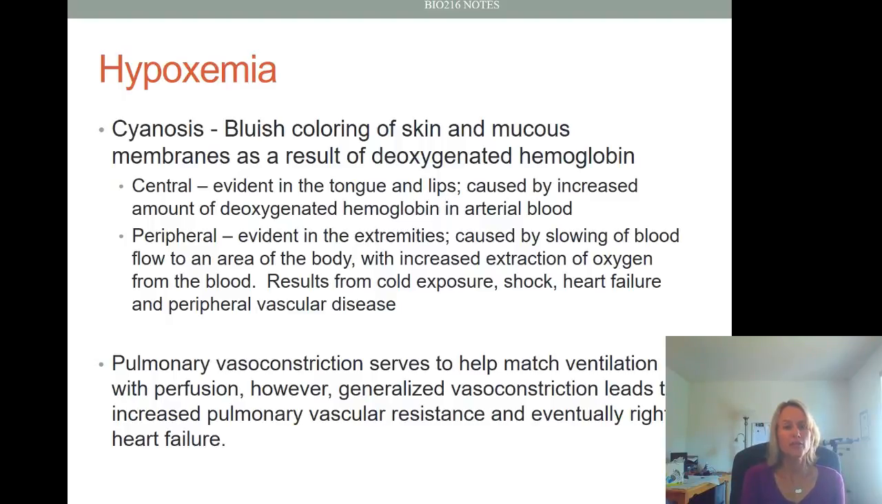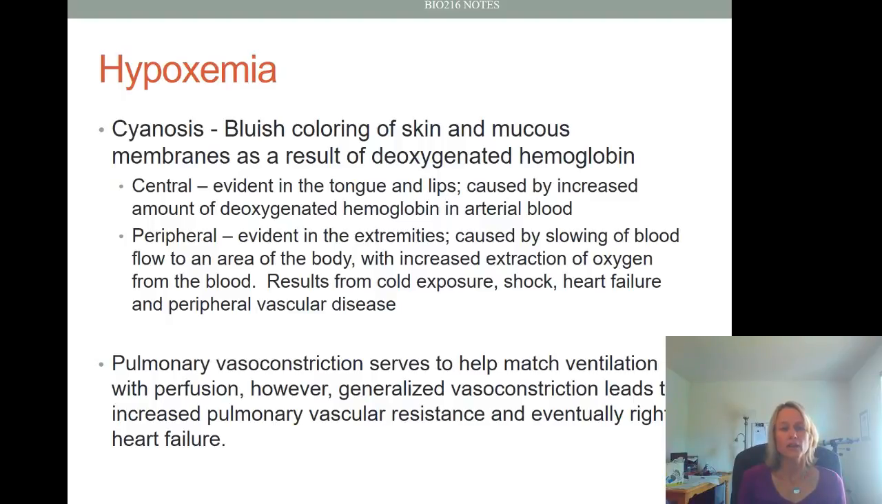Cyanosis. Cyanosis refers to the bluish coloring of skin and mucous membranes, and this is as a result of deoxygenated hemoglobin. So when all the binding sites on hemoglobin aren't bound with oxygen, we have deoxygenated hemoglobin, which is what we see in the veins, but we can also see this in the arterial blood.